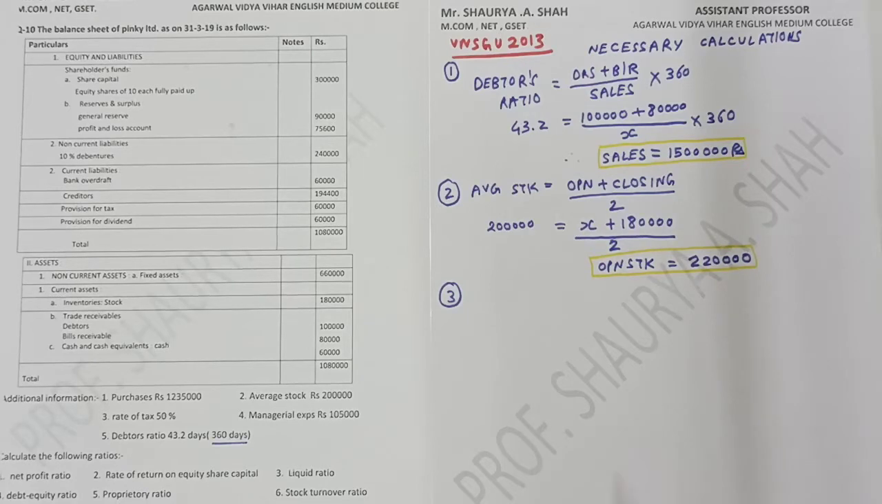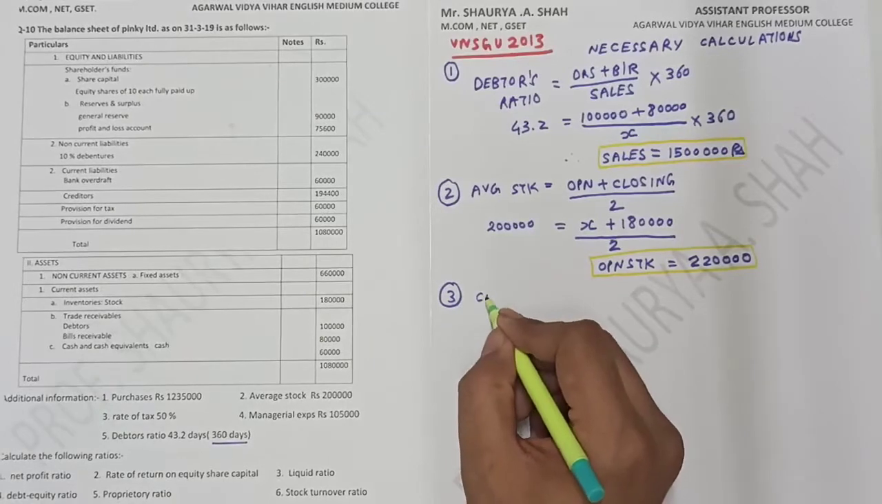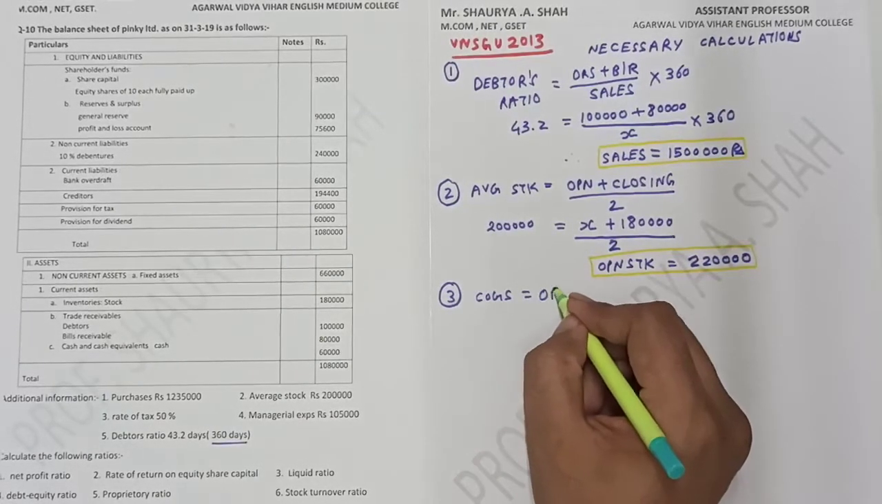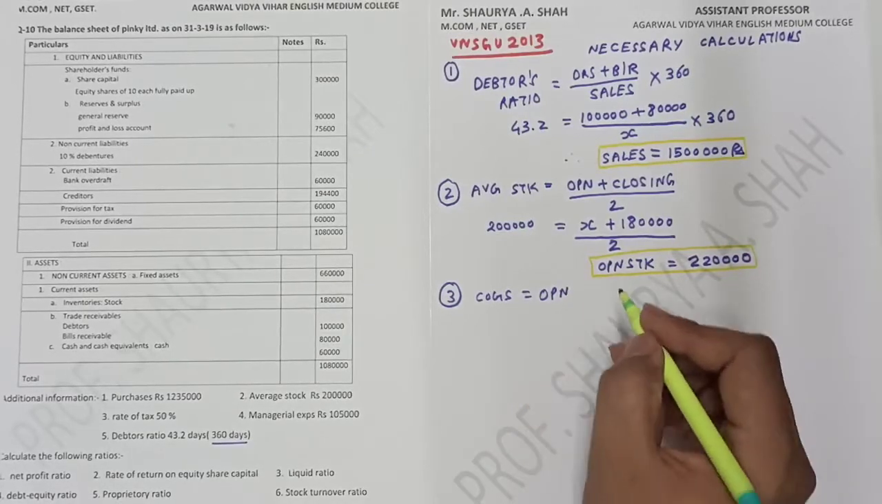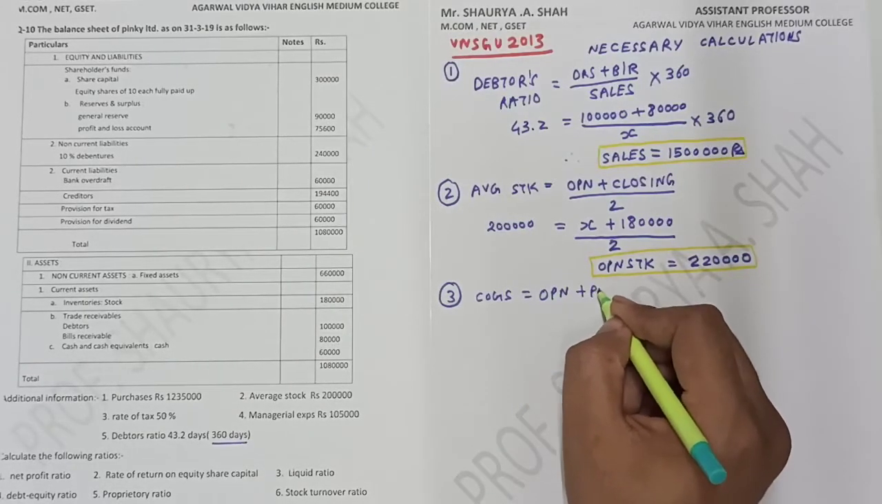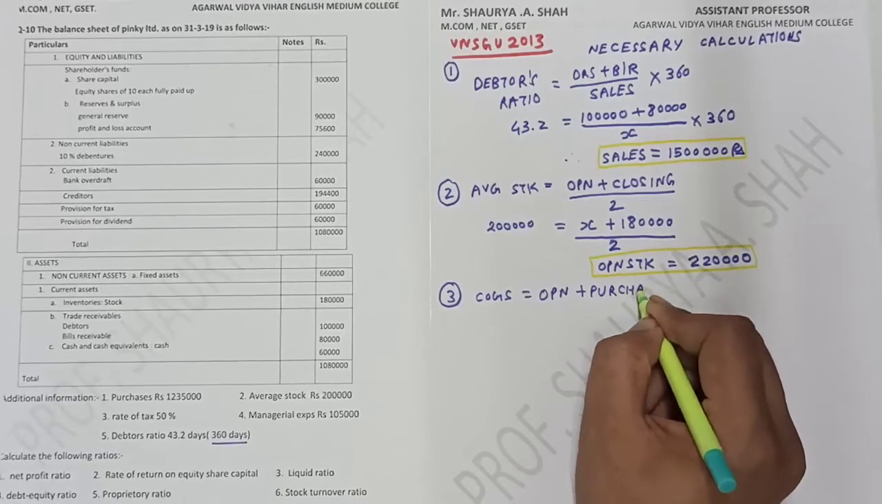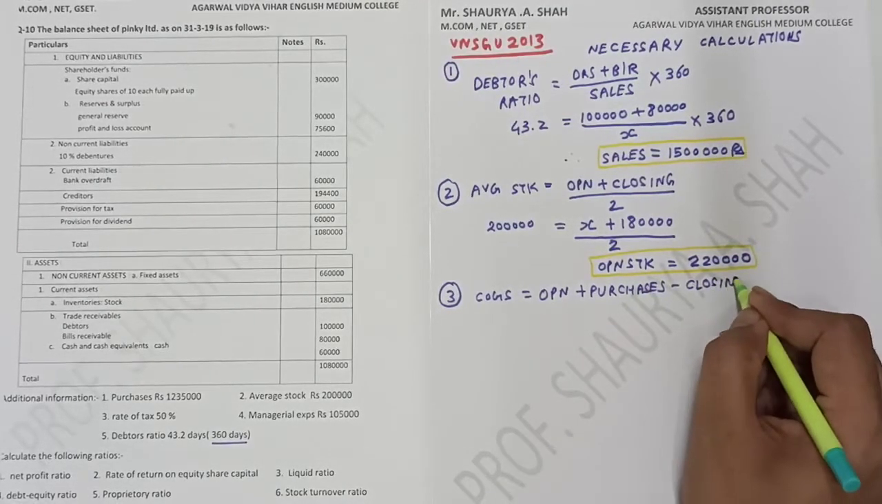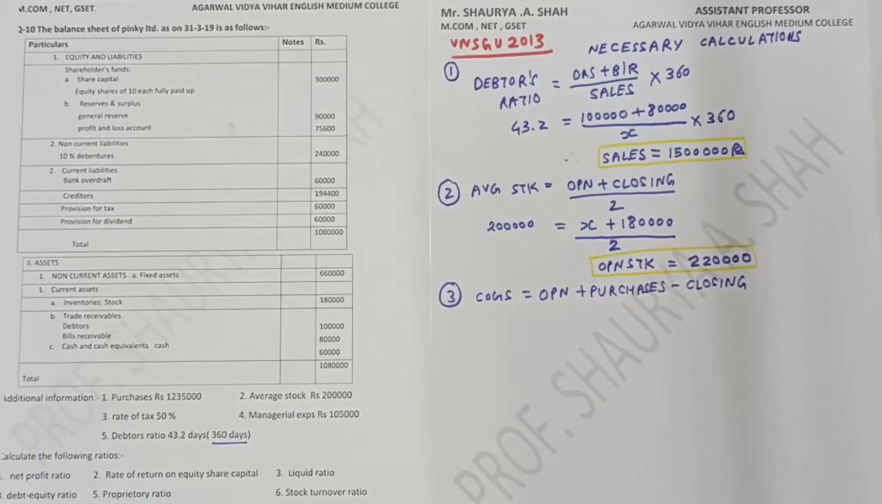Fine. So average stock we have found out. Next you need to find out the cost of goods sold, COGS, right? You know the formula of cost of goods sold. In the last lecture also we did it. It is your opening stock plus purchases less closing stock. Opening stock plus purchases less closing stock, right?